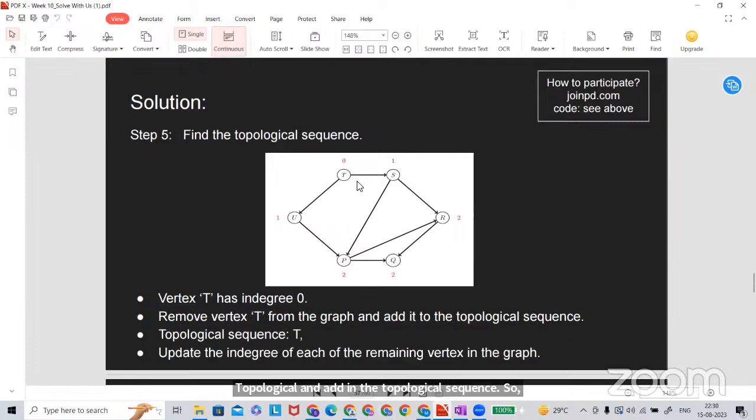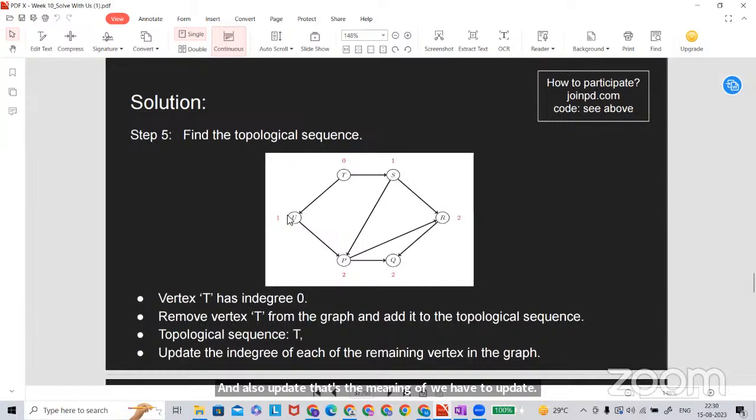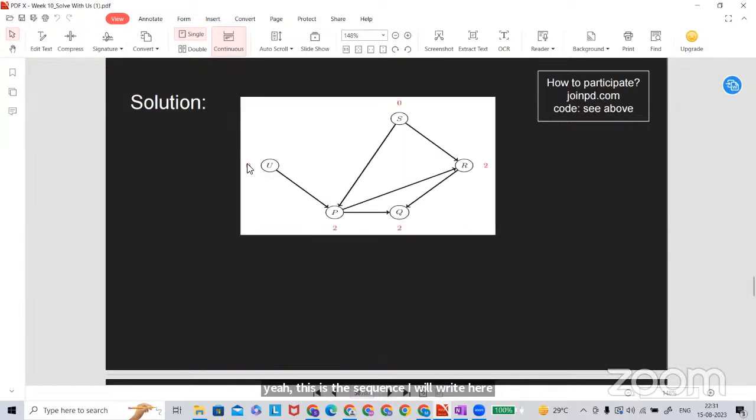Once we remove T, we also have to update. That's the meaning of update. So once we remove that T, the edges will also be removed. So that means the in degree of U is updated to 0, because there is no in degree for U left. And S will remain as it is once you remove T. So now this is the sequence I will write here. T is the first one, and the in degrees of U and S will become 0.